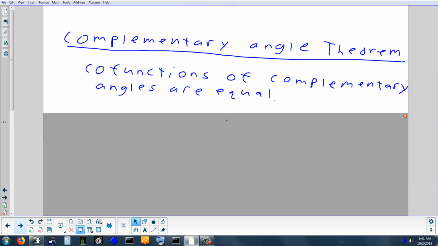Which, very simply, is the whole theorem. If you have cofunctions, so any of the pairs I just showed you, sine and cosine, secant and cosecant, tangent and cotangent, and you're dealing with angles that are complementary, they come out exactly the same. So cofunctions of complementary angles are the same.